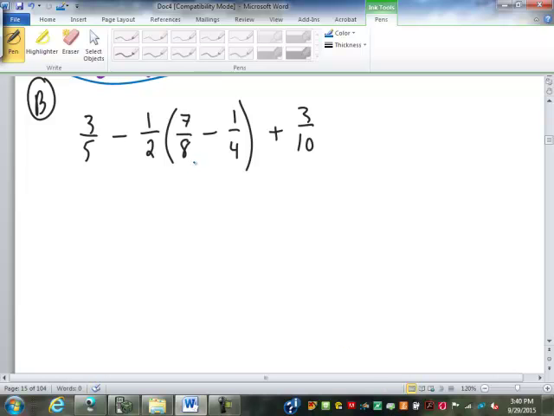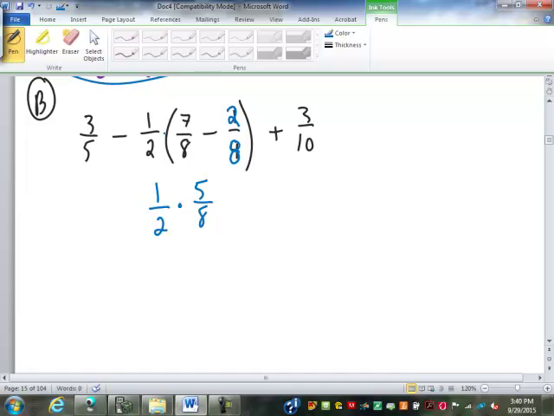Okay, so what do we have to do first? The parentheses. 7/8 minus 1/4, of course, subtracting, we have to have the same name. So the common denominator is going to be 8. So this will stay 7/8. This is going to become 2/8. 7 minus 2 is 5/8.